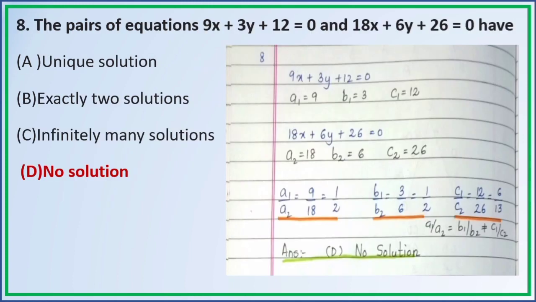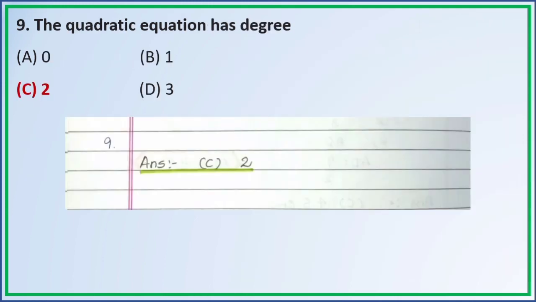Next question, the given pair of equations will have, again find out the ratios a1 by a2, b1 by b2 and c1 by c2. We can see that a1 by a2 is equal to b1 by b2 but not equal to c1 by c2. Hence, the lines are parallel. When the lines are parallel, we can say that they don't have a solution. Therefore, the correct answer is option D, no solution.